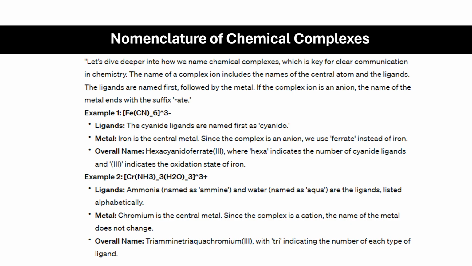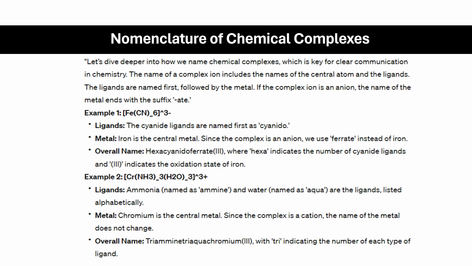So in the previous lessons, we have learned about naming common chemicals. This time, we're focusing on the nomenclature of chemical complexes, still under IUPAC. Let's have some concepts first. The name of a complex ion includes the name of the central atom and the ligands. The ligands are named first, followed by the metal. If the complex ion is an anion, or something which has a net negative charge, the name of the metal ends with -ate as the suffix.